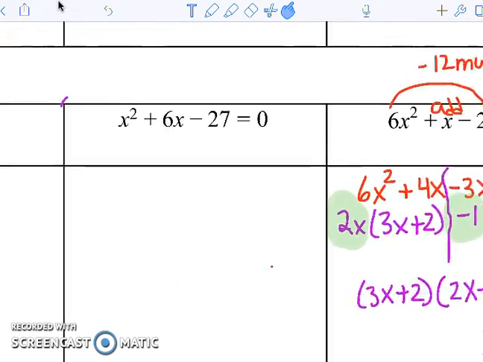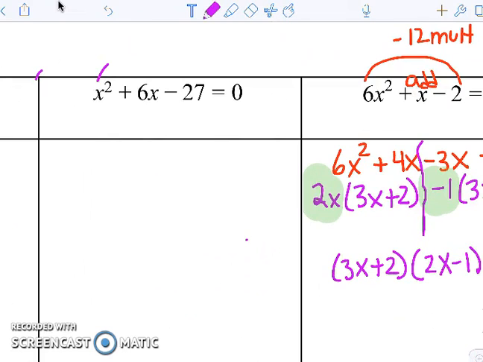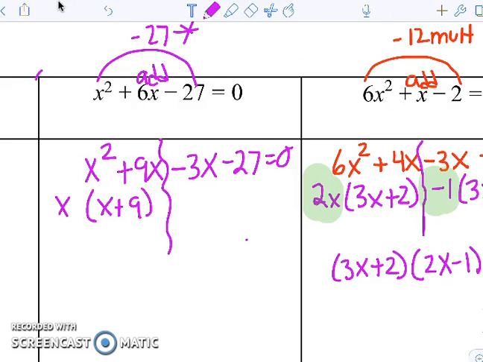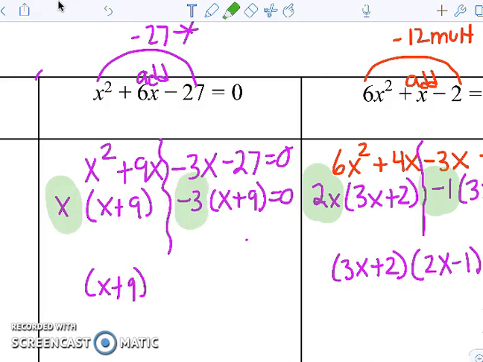It also works for one like this as well. 9 times negative 3 is negative 27, so it multiplies and it adds. So we end up with those same numbers. So x squared plus 9x minus 3x minus 27 equals 0. So we can factor out an x, so we have x plus 9. We can factor out a negative 3. So we end up with x plus 9, that same parenthesis. So we have x plus 9, and then our other set would be x minus 3. So we get that exact same thing.